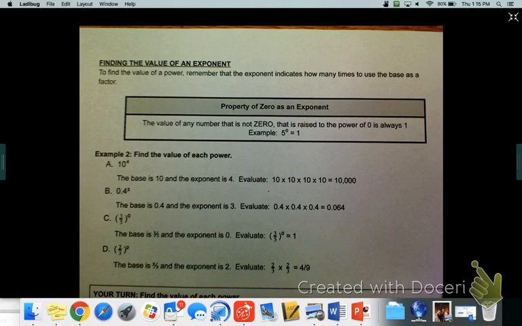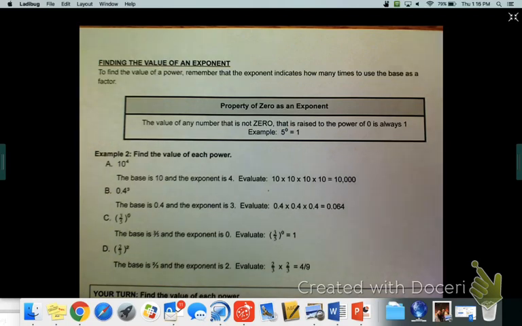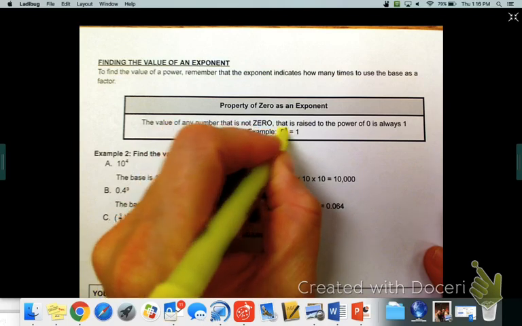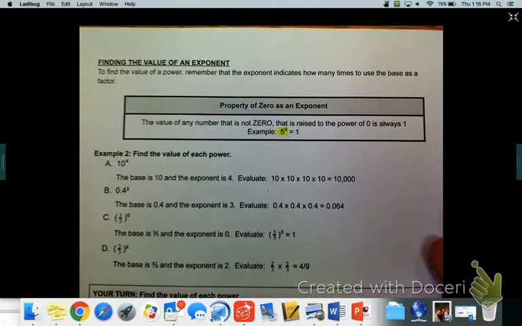Now that we know how to write exponents, we need to know how to find the value of an exponent. To find the value, we're actually going to have to use repeated multiplication. So there's a property that you need to be aware of. It is called the property of 0. Anytime a number is written to the power of 0, the value is always 1.